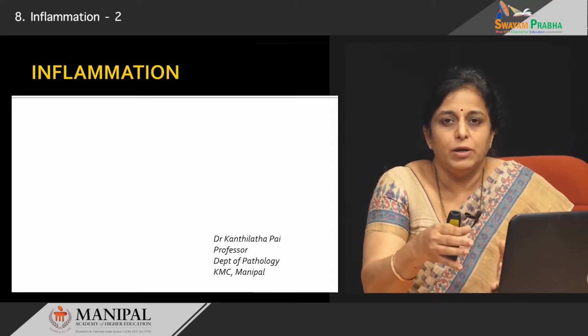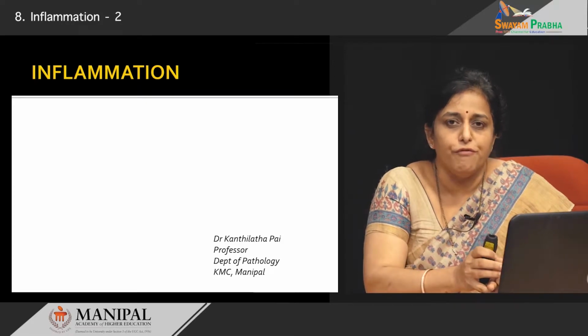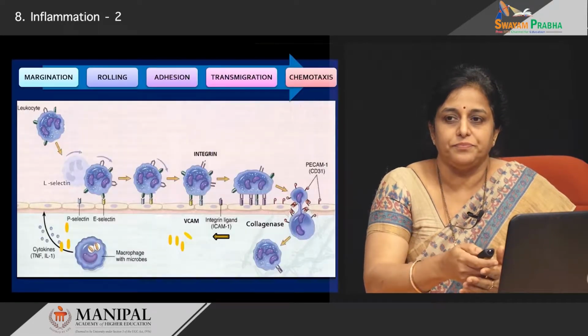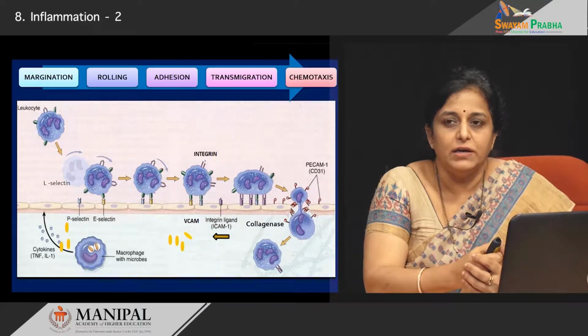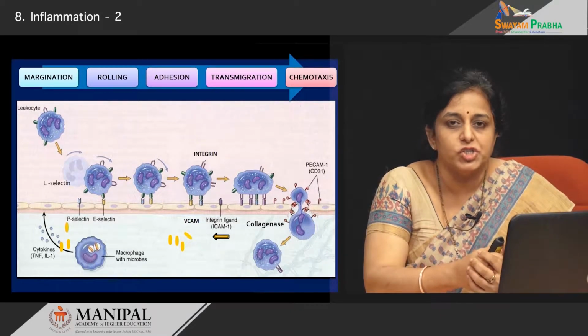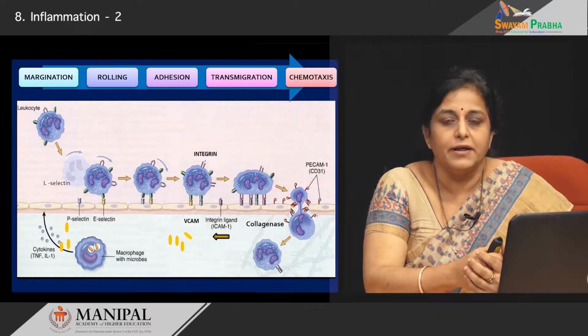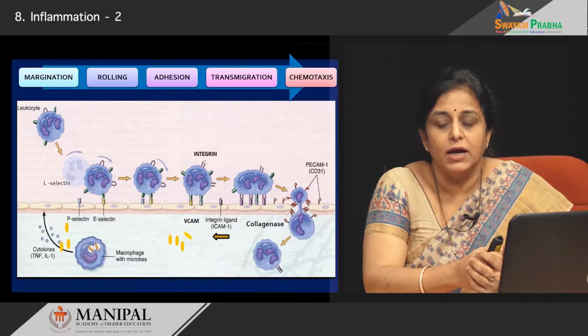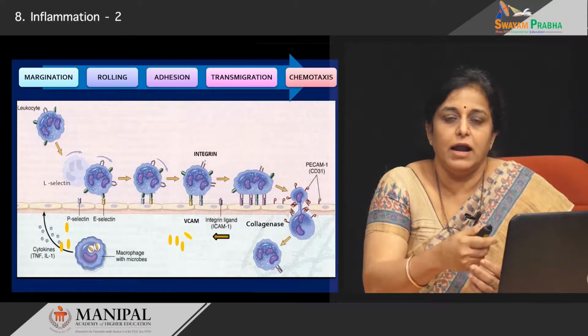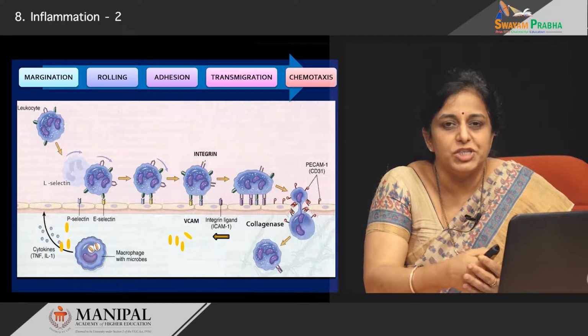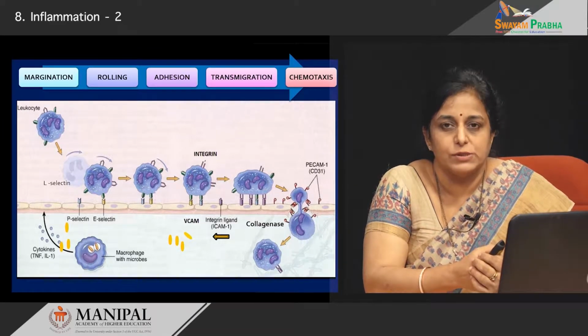So, we learn a bit more in detail about this process of phagocytosis. This is what we learnt in the last class. The steps were margination, rolling, adhesion, transmigration and chemotaxis. And we also learnt about the various adhesion molecules that are involved in this process.